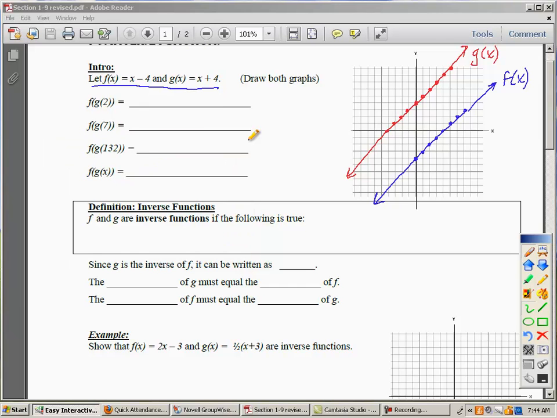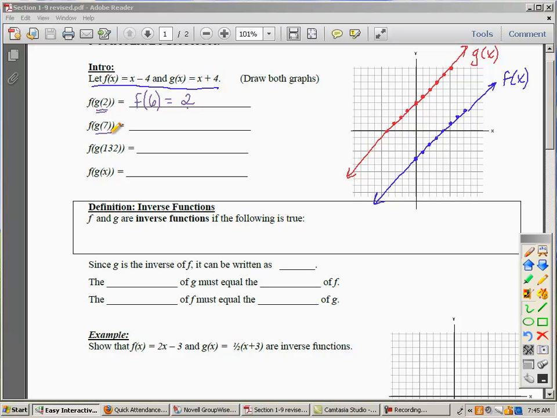Let's do f of g of 2. Well, if I start like we did composites yesterday, if I start with g of 2, I plug a 2 in for x, 2 plus 4 is 6, so then I'm taking f of 6, which you plug a 6 in, 6 minus 4 then equals 2. And what you'll notice is we put in a 2 and we got out a 2. That's something special. So let's try another one.